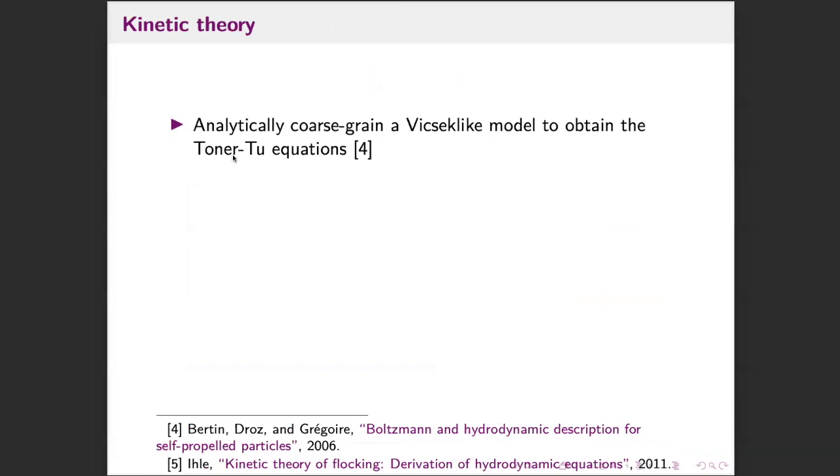So we have the microscopic description and the macroscopic description. But then the logical question is, can you go from one to the other? The way you do that is with kinetic theory. And people did that. They tried to coarse grain the Vicsek model, or actually in this work in 2006 they coarse grained a Vicsek-like model. It's quite difficult to implement this averaging in kinetic theory because it's a very non-local interaction.